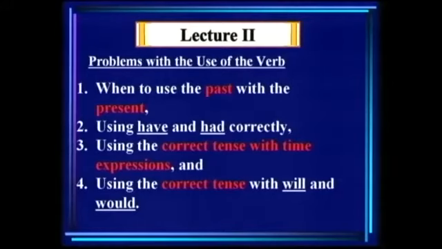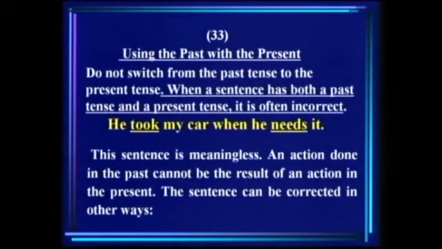Number 3, using the correct tense with time expressions. Time expressions. في كلمات أو تعبيرات that tell me about the time. What tense do I use? Number 4, using the correct tense with will and would. هنشوف دي معناها ايه. طيب أول حاجة بقى using the past with the present. يعني ايه اني استعمل الماضي، الزمن الماضي مع الزمن الحاضر.